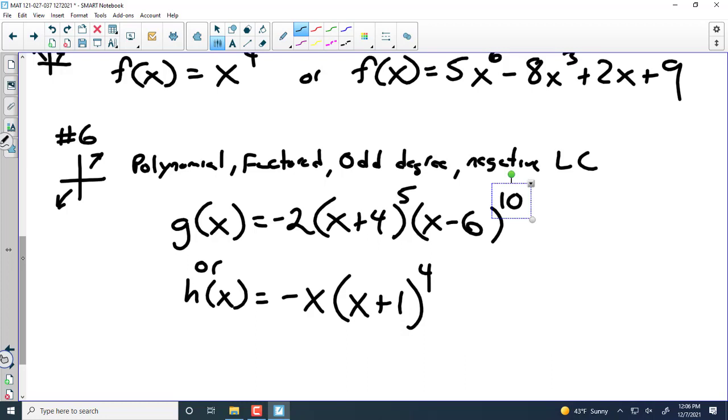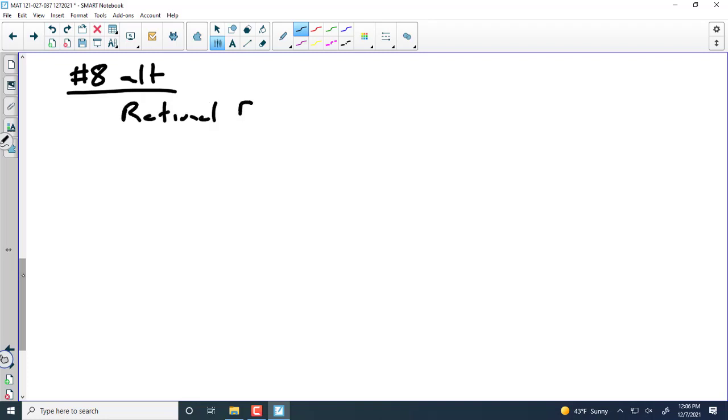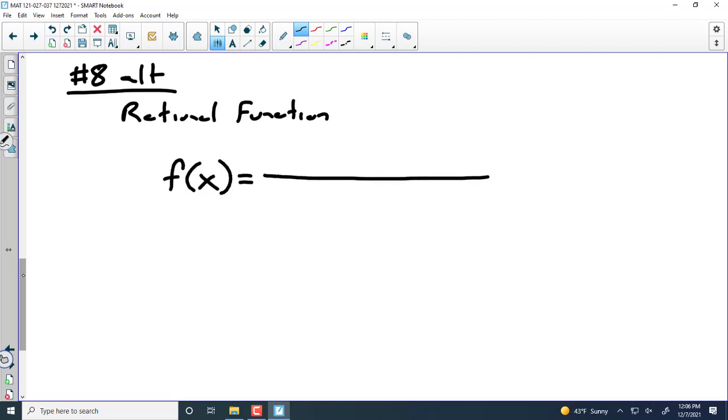Let's do one similar to number 8. Let's just see how well we do with our rational functions here. We'll call this number 8 alternative. If Steve asks you to write a rational function, here's what you need. f of x equals some fraction, and not just a number on the bottom. Otherwise, we call it a polynomial, not a rational function, so we're not just going to put a number on the bottom.